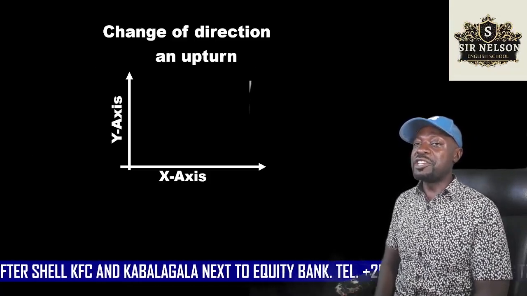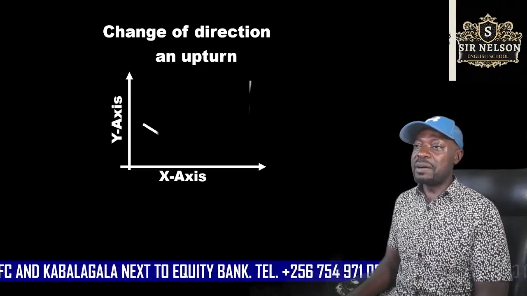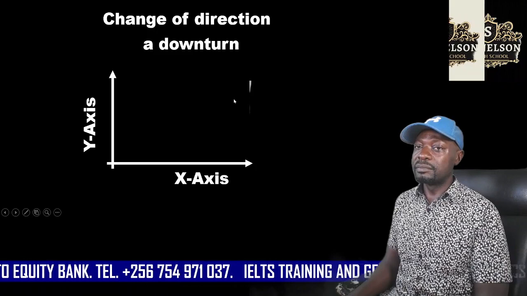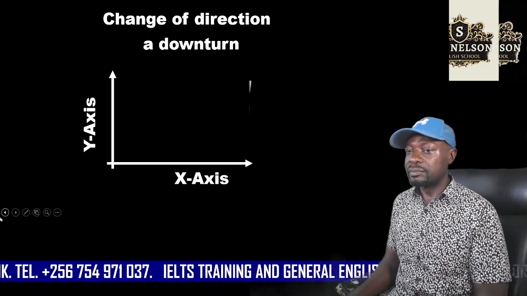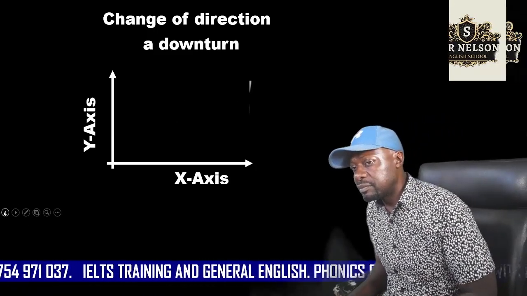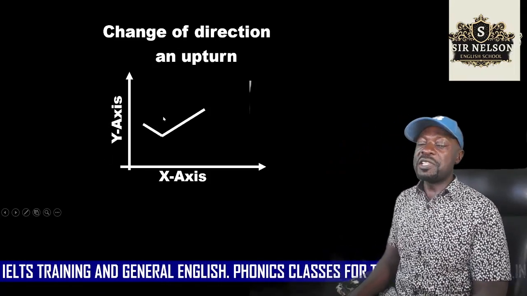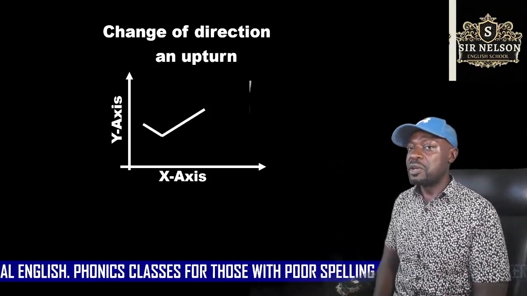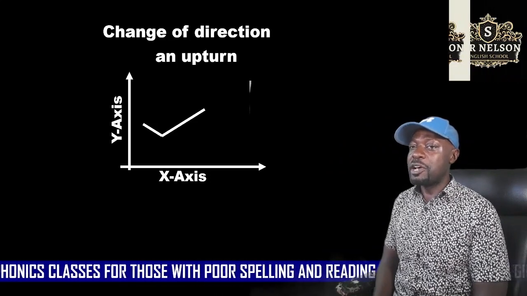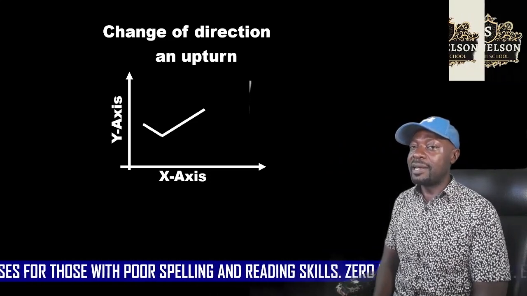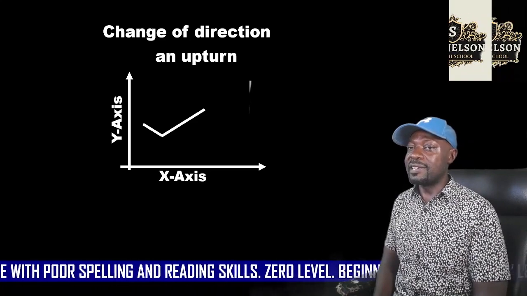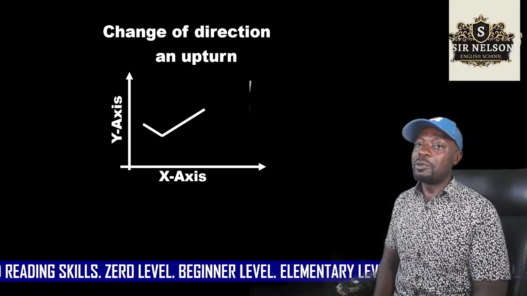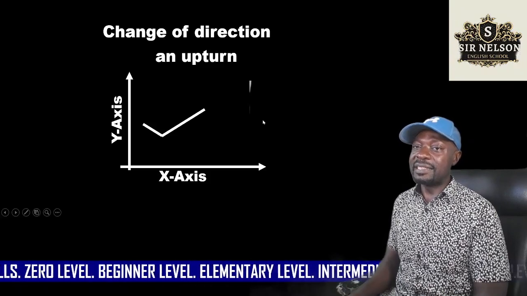We also have change of direction. When you see something like that on a graph, that is a change of direction. It is called an upturn. Of course, when you say an upturn, that is a noun. So the sentence is, there was an upturn, if it appears like that.